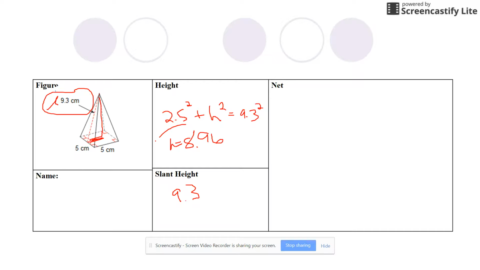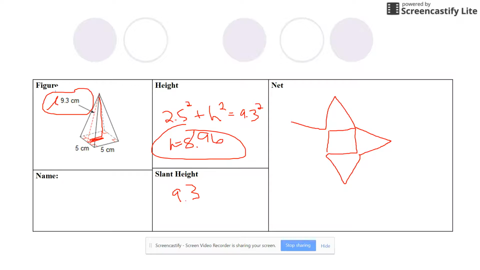As for the net, we're good at nets, so I'm not worried about you there. But I want you to see why, later on when we get to our area formula. Basically you have 4 triangles and the 1 square, versus your other shapes that had 2 bases. This only has 1. Okay, go to the next shape.